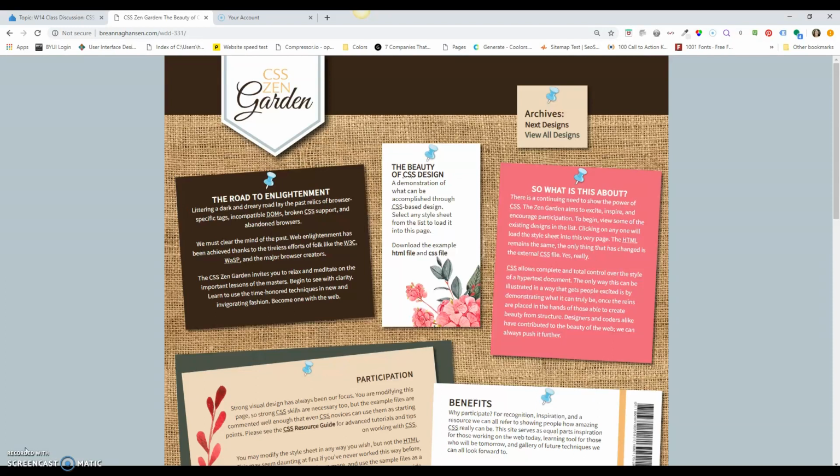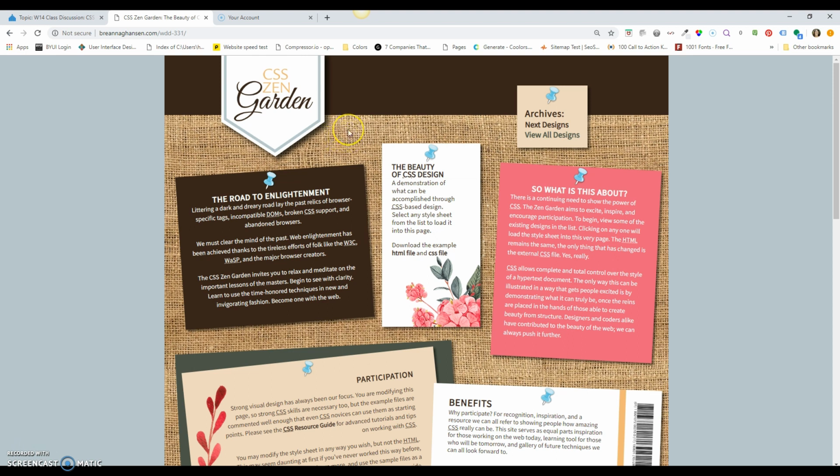So we've got some flowers on here, and we've got some feminine touches and pastel colors, and then we've got the burlap background. So it looks like the Relief Society bulletin boards that are at the church on the sides by the chalkboards.